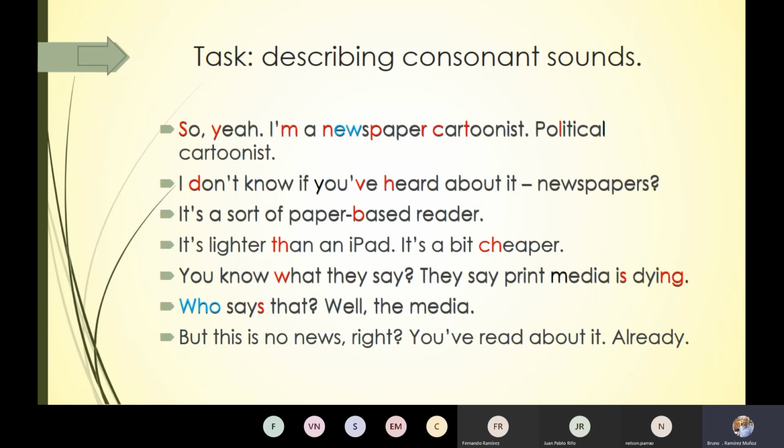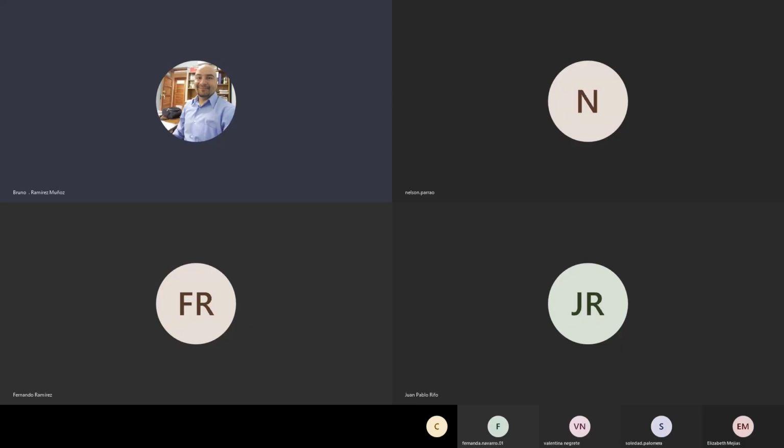And so I would like a volunteer to help us out with this phonemic analysis of consonant sounds. Okay. Remember, the one who is volunteering is the teacher, right? So you are presenting the consonant sound, but you're also interacting with us, so you can ask questions to us. Okay. So who would like to volunteer?